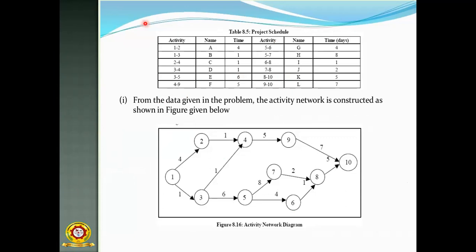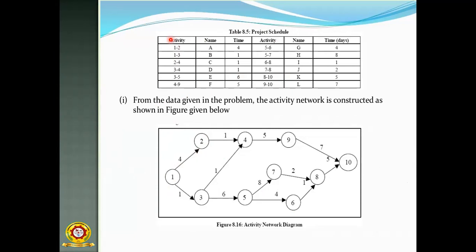Okay, so what is the starting activity? That is 1 to 2. Okay, activity 1 to 2. The name of the activity is A. So this is the A activity, 1 to 2.